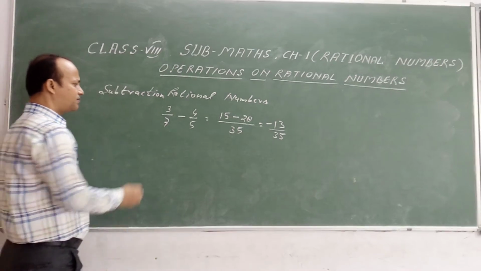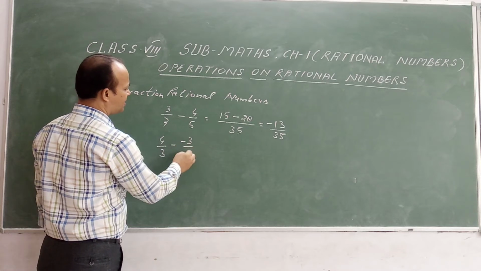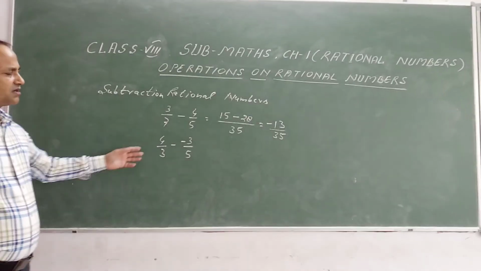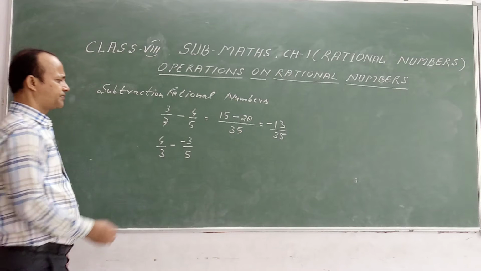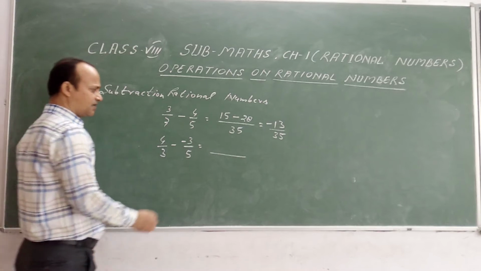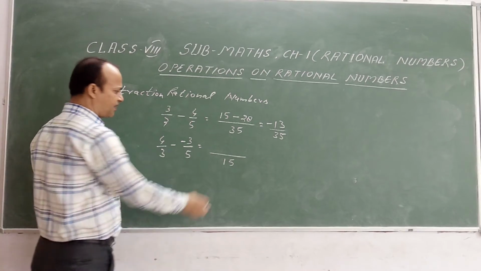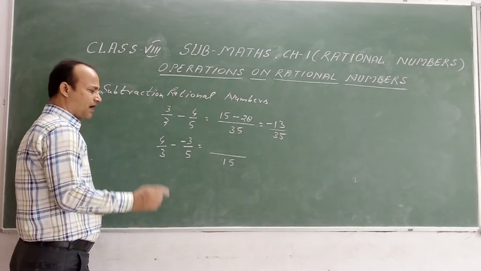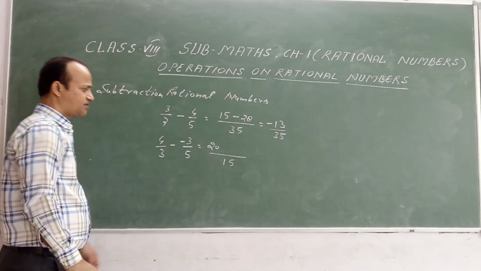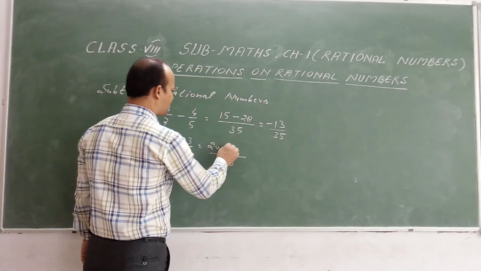Take another example. 4 upon 3 minus 3 upon 5. If these types of rational numbers are given, in that case, first take the LCM of both the numbers, 3 and 5. The LCM will be 15. Divide the denominator with denominator. 15 divided by 3 will give 5. And that 5 will be multiplied with 4. That will be 20. Now the sign is minus and minus. That will be plus. Put the sign plus.